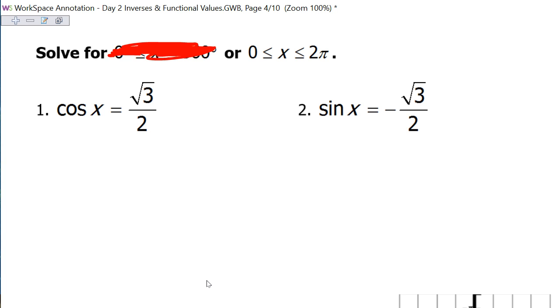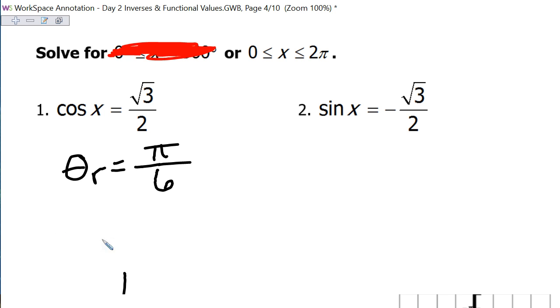Okay, number one, we have cosine of angle x is equal to square root of 3 over 2. So we're looking for the angle whose cosine is square root of 3 over 2. And what would that reference angle be? It's pi over what? Pi over 6, which would be 30 degrees. So the cosine of 30 degrees is square root of 3 over 2.